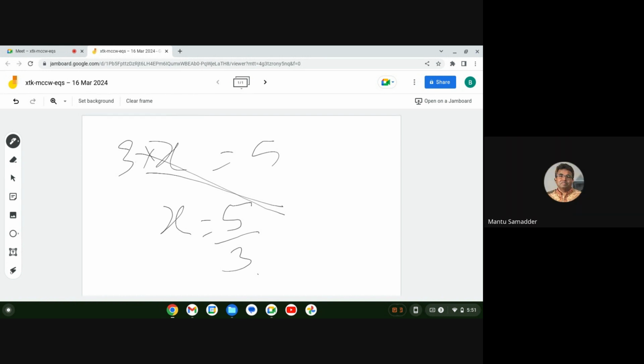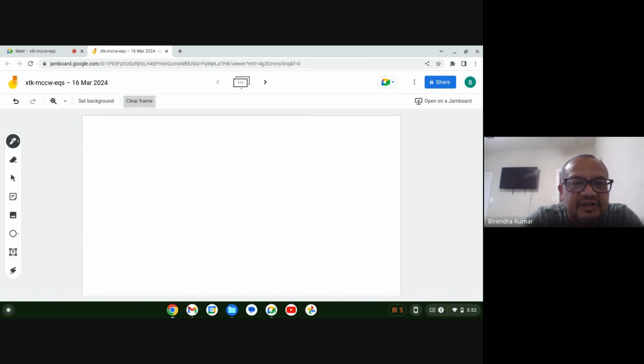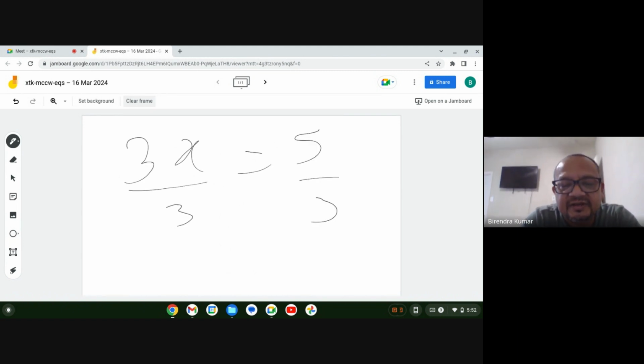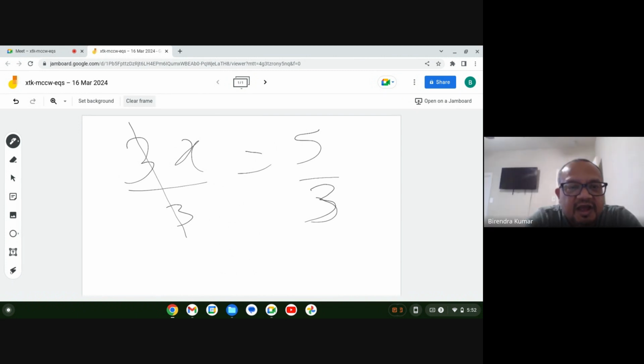Or you could also divide both sides by 3. That's what our teacher told us. That is the way they do it here in the US, right? 3x equal to 5, so I'll divide by 3 here, divide by 3 here, and then you cross out the threes. Then x would equal 5/3. Correct. So that is how they do it.